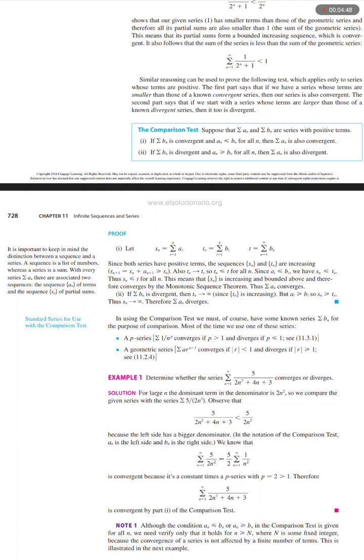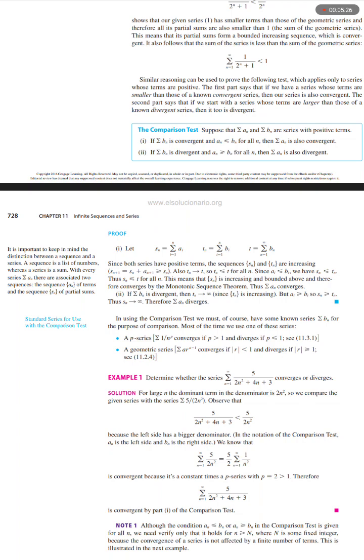Also, t sub n approaches t, so t sub n is less than or equal to t for all n. Since a sub i is less than or equal to b sub i, we have s sub n is less than or equal to t sub n. Thus, s sub n is less than or equal to t for all n. This means that {s sub n} is increasing and bounded above, and therefore converges by the monotonic sequence theorem. Thus, the sum of a sub n converges.